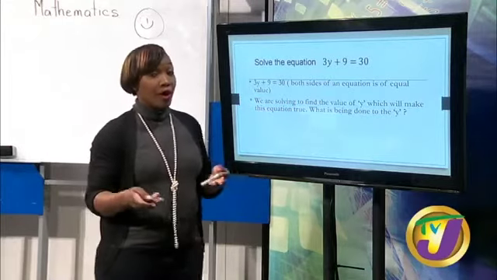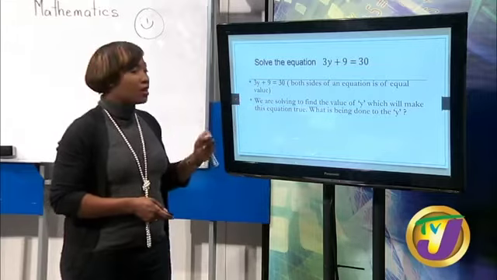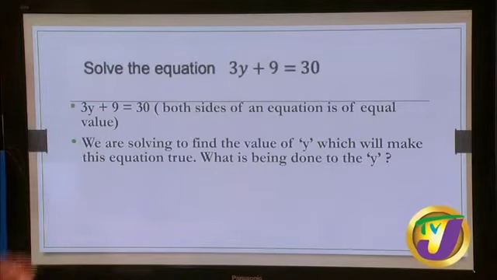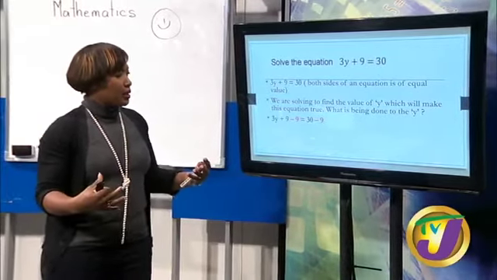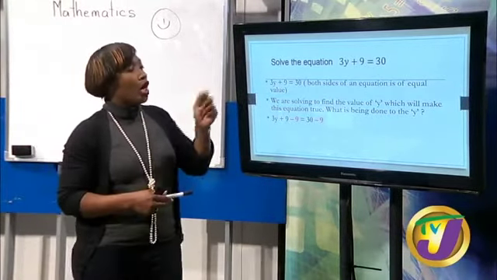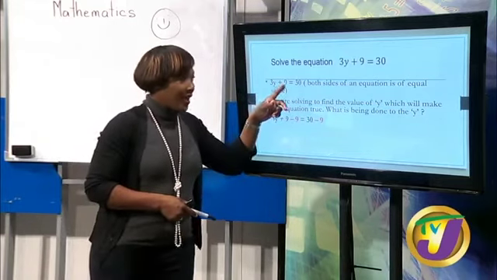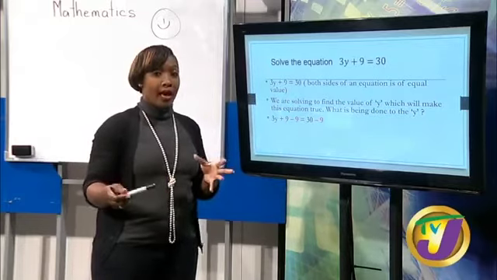What is being done to y? Let us look. So we have 3y, that means the y is being multiplied by 3. And then we have add 9. So 9 is added to 3y. So we're going to move in a backward situation. We're going to undo the last thing that was done to the y. We added 9, so we're going to subtract the 9 because we want to get y on its own.